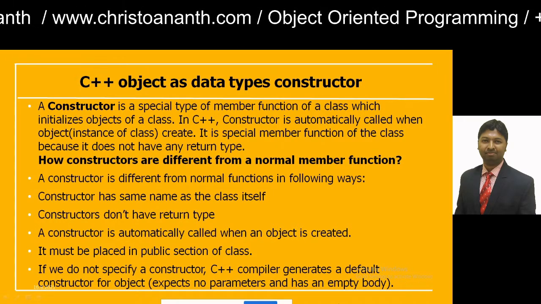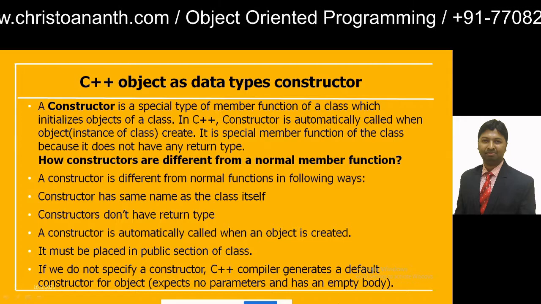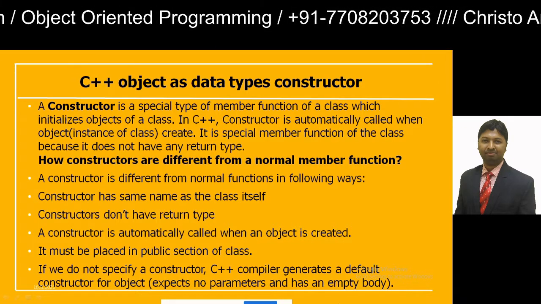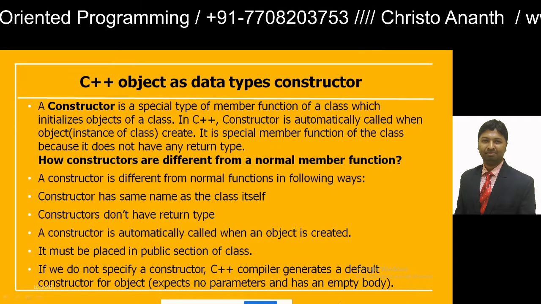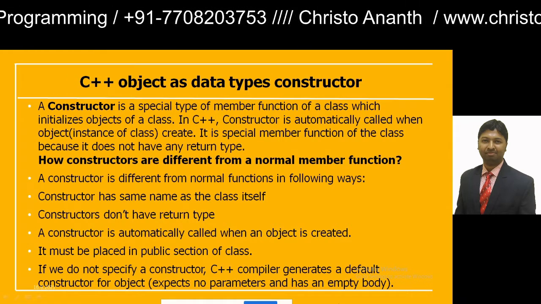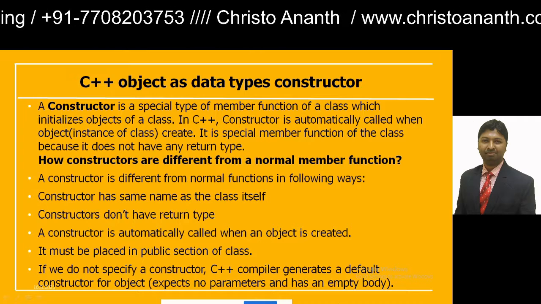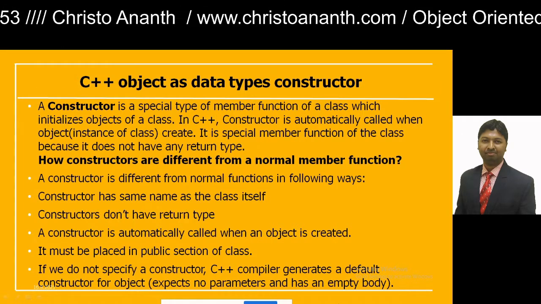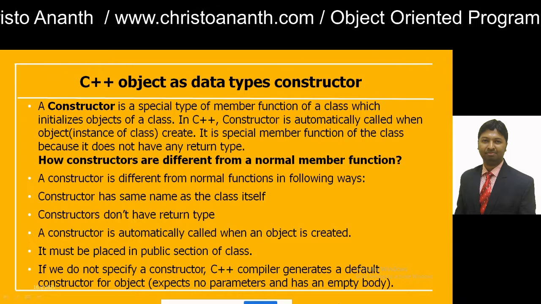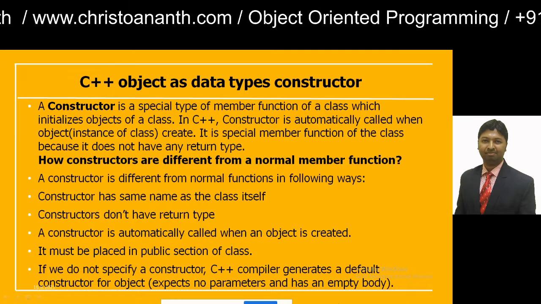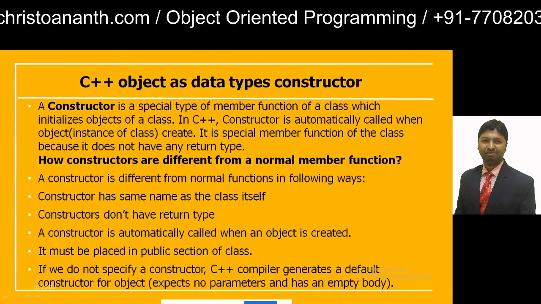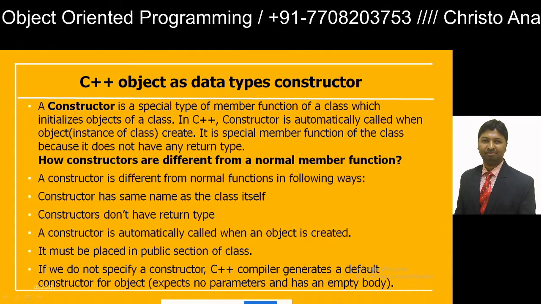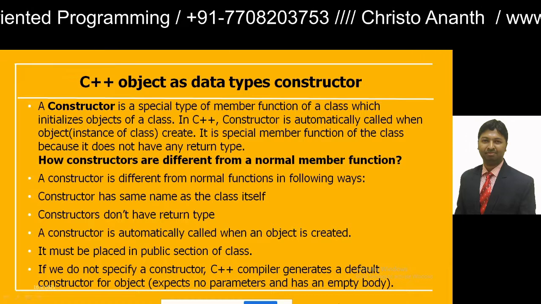It is considered a special member function of the class because it doesn't have any return type. In the case of a constructor, you don't have a return type, so it is definitely different from a normal member function. A constructor has the same name as the class itself. A constructor is automatically called when an object is being created, and it should be placed in the public section of the class.